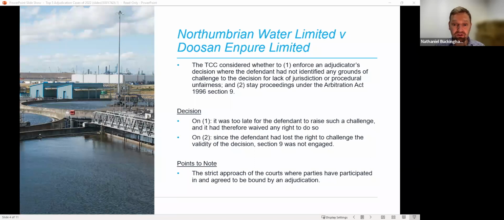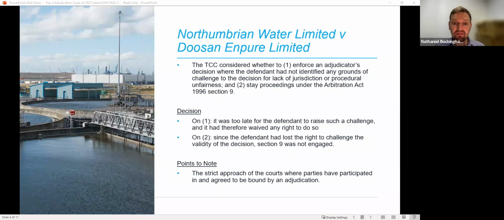Meanwhile, because the contractor hadn't paid the adjudication sums, the employer commenced court proceedings to enforce the adjudication decision. The employer submitted in court that the adjudicator's decision was valid and should be enforced. They said that the contractor had not raised any jurisdictional challenges prior to or during the adjudication.